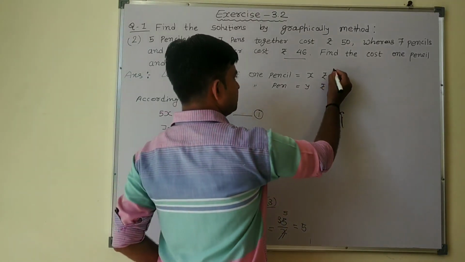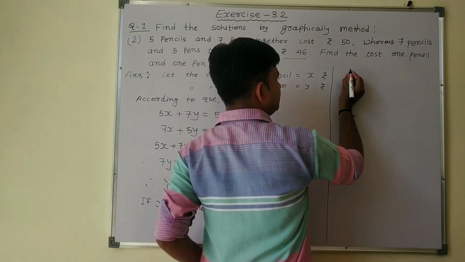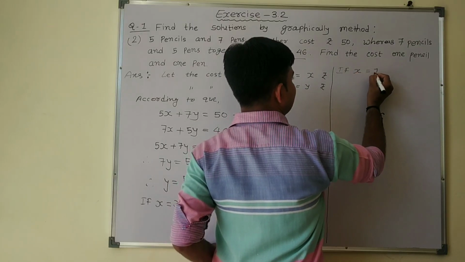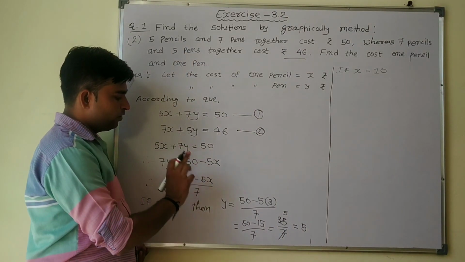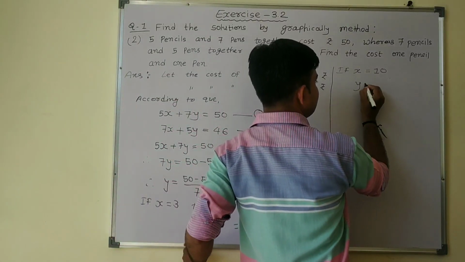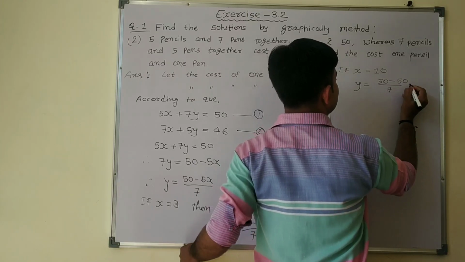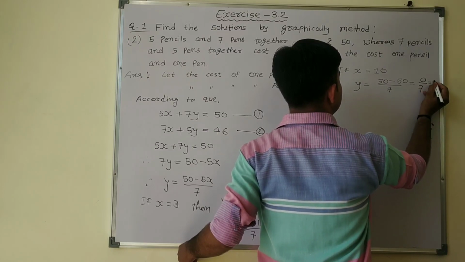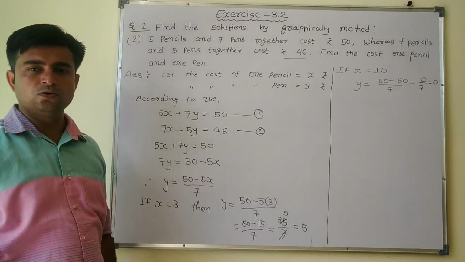Now for the second solution, if x equal to 10, यहाँ पे हम x की वैल्यू 10 लेते हैं, तो इसके साथ मल्टीप्लाई हो जाएगी, तो ये हो जाएगी 5 10s are 50. So y is equal to 50 minus 50 upon 7. 50 minus 50 is 0 upon 7. So y is equal to 0. If we take x equal to 10, then y is equal to 0.